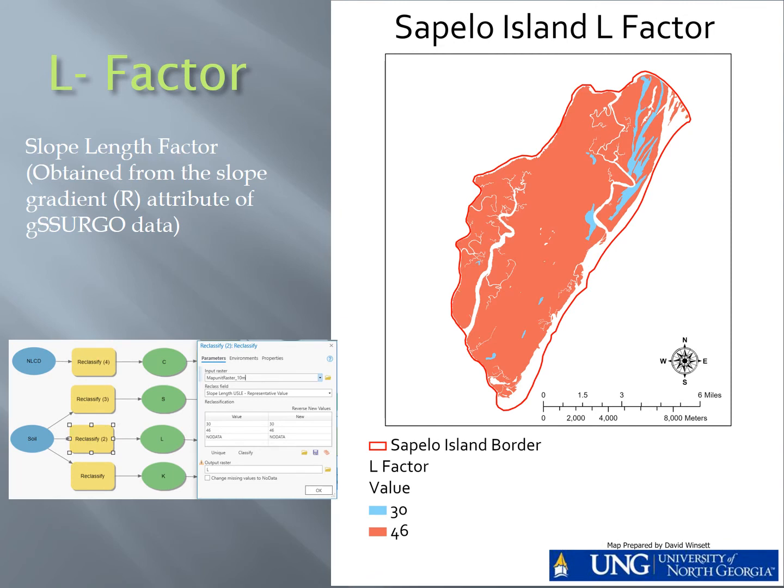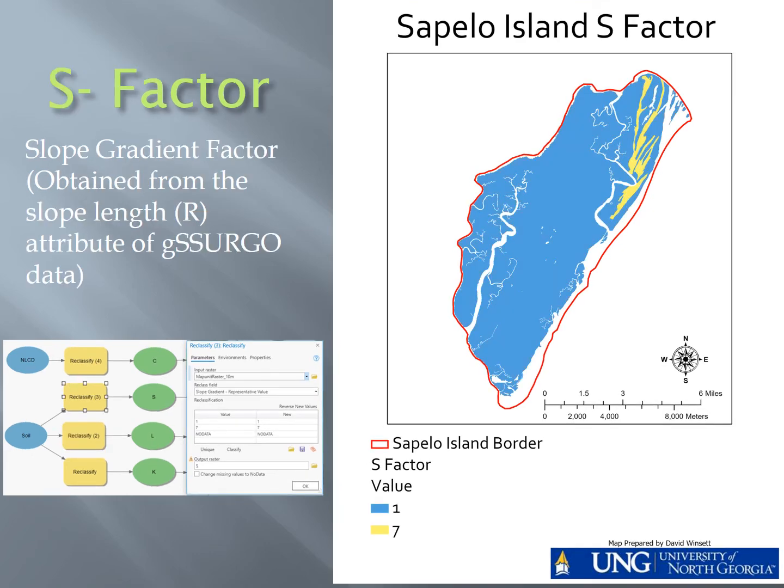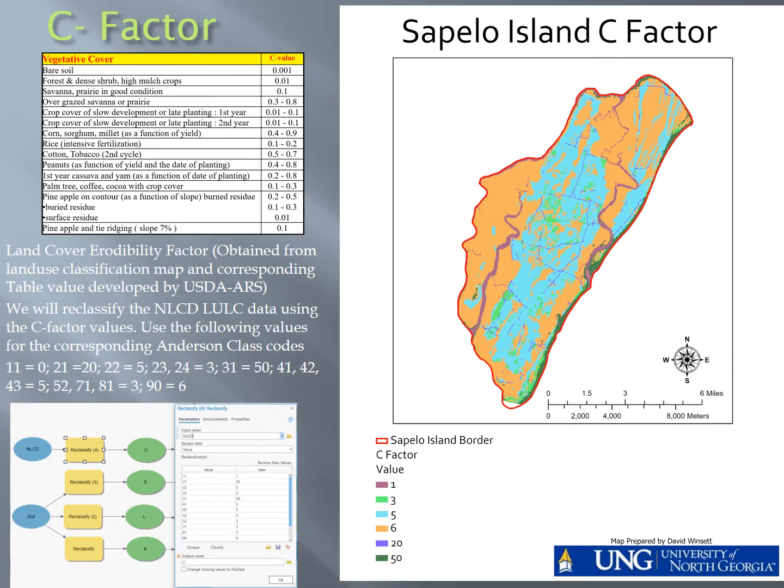And then you can see the L factor, the same way. It was actually not multiplied because it comes with a numerical or integer value, so 3046. And S is also the same way, 1 and 7. And this one is the C factor. We use this vegetation cover C value.